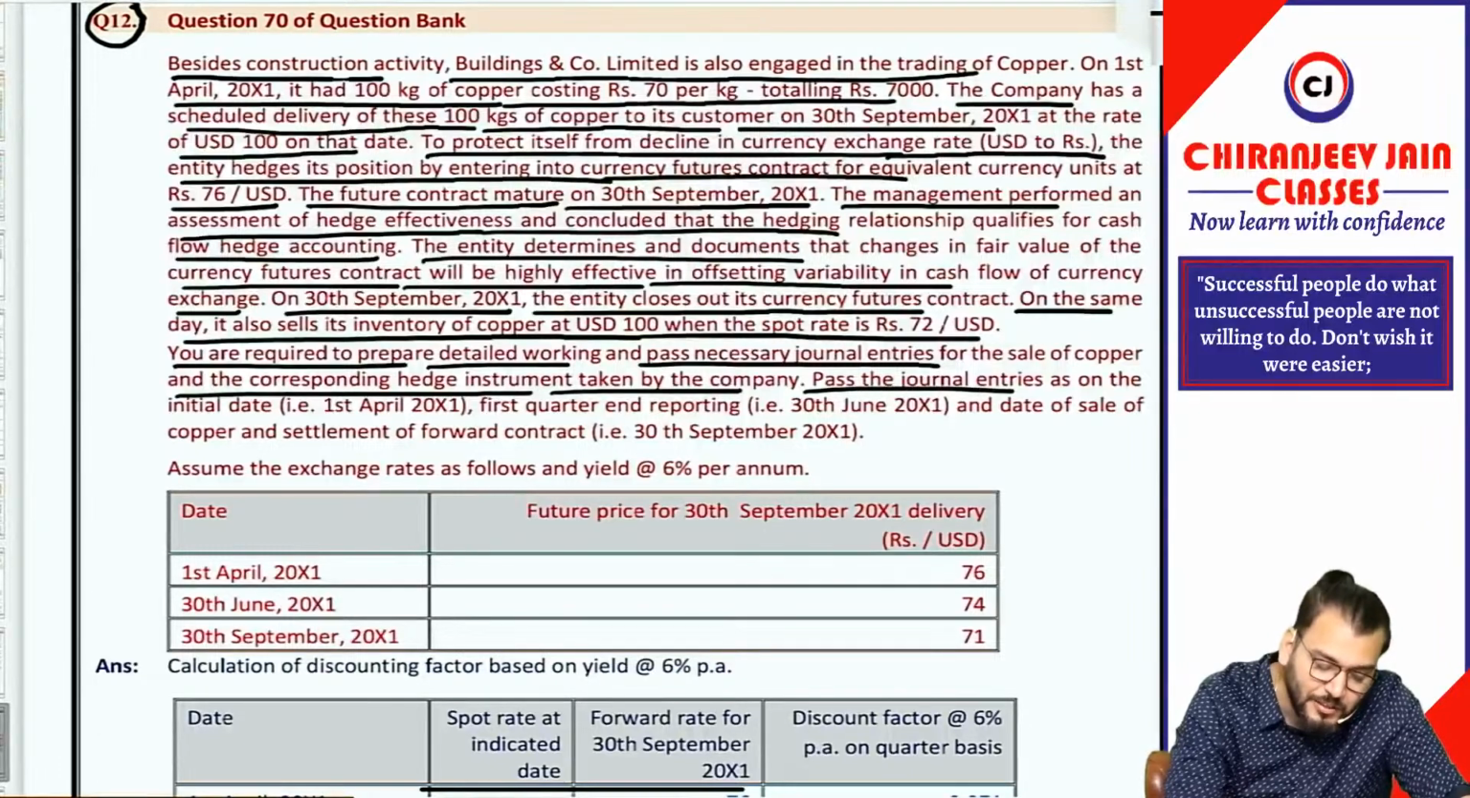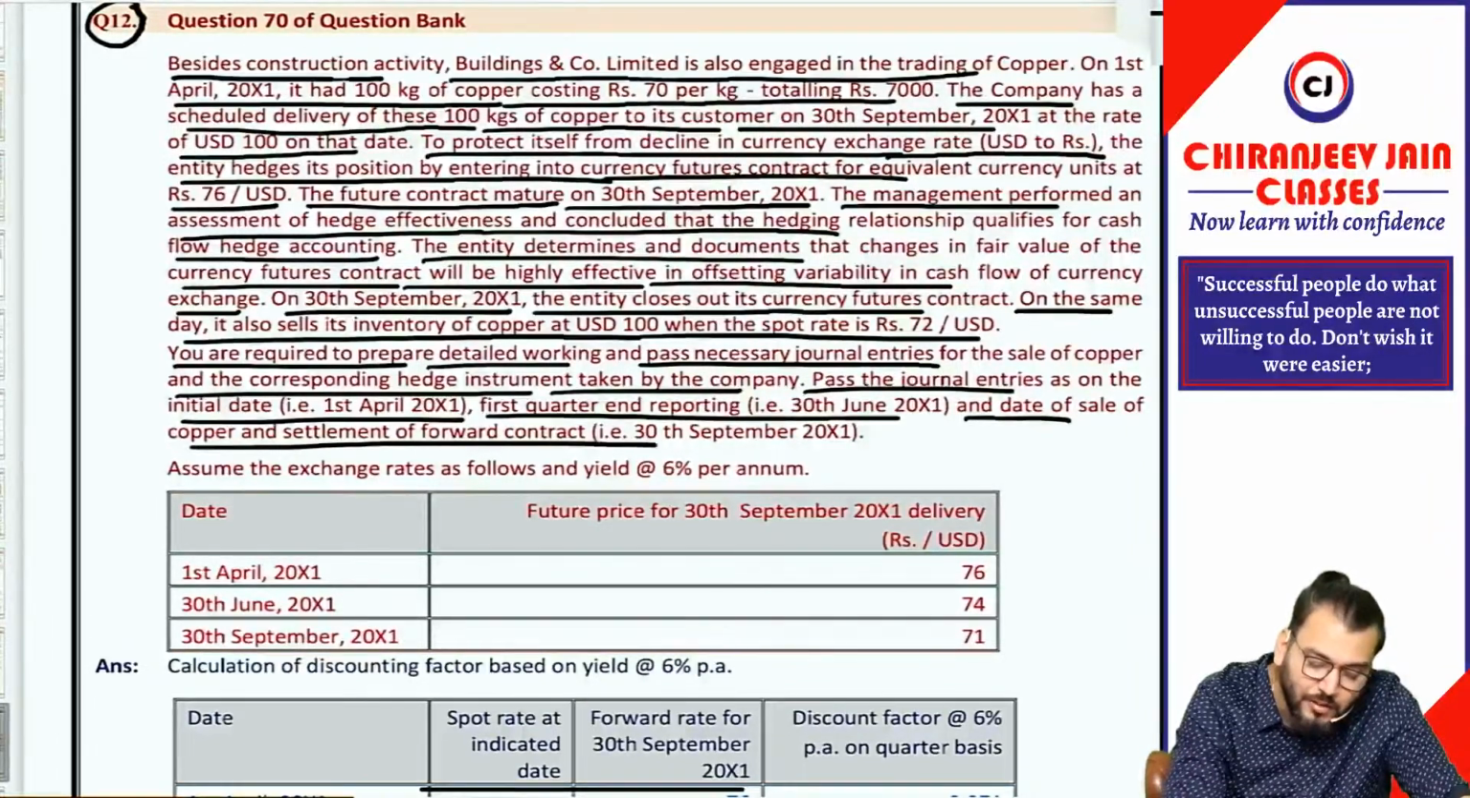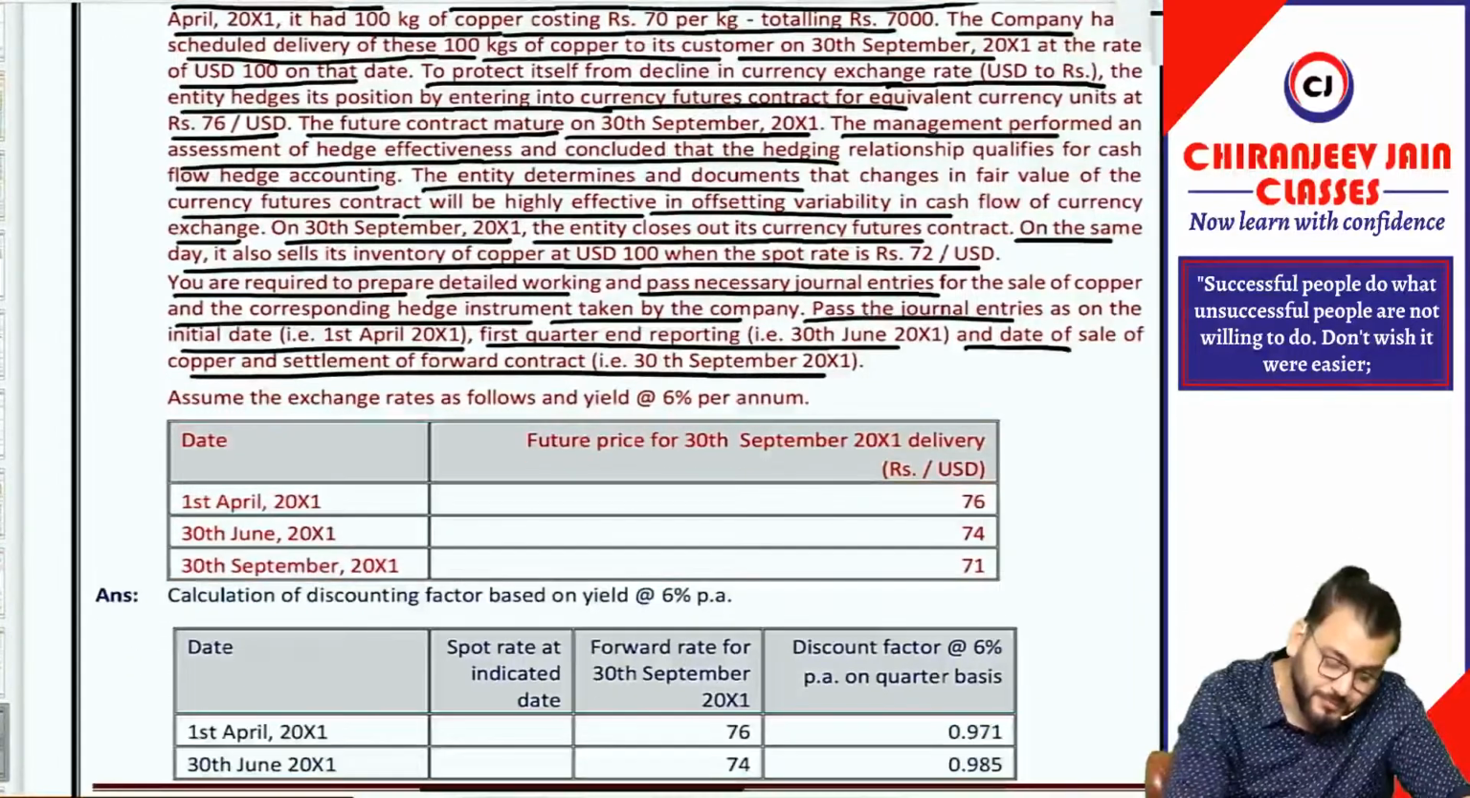Pass the journal entry as on the initial date 1st April 2001, first quarter end reporting 30th June 2001, and date of sale of copper and settlement of forward contract on 30th September 2001. Assume that the exchange rate is as follows, and the yield rate is 6% per annum.